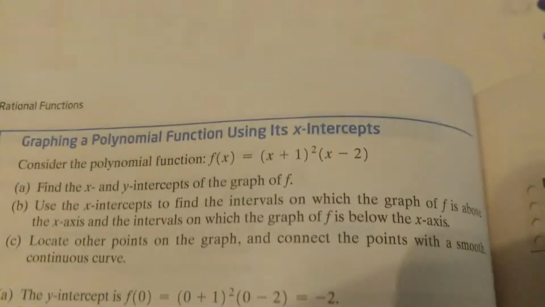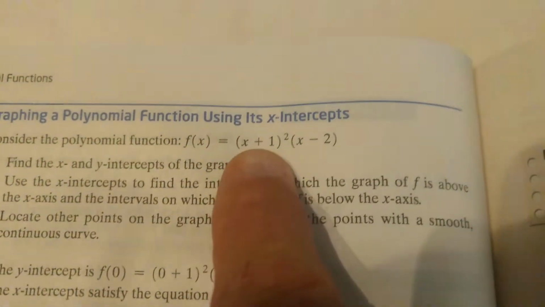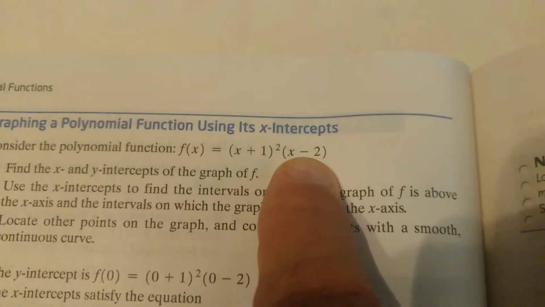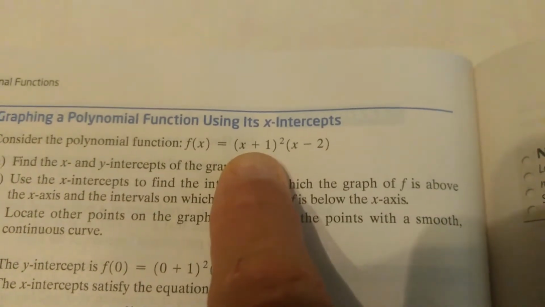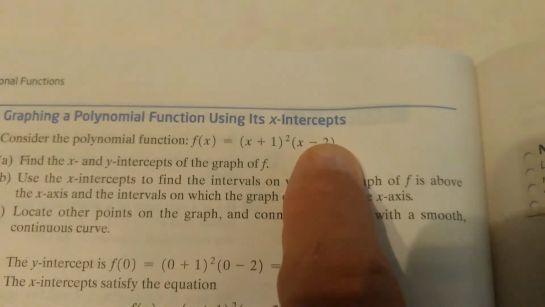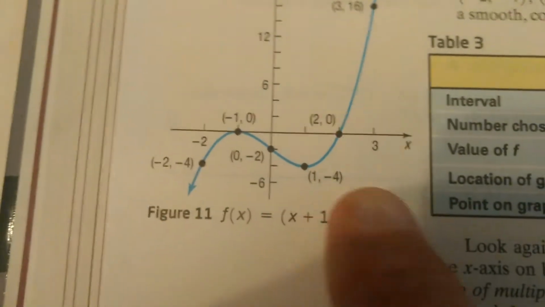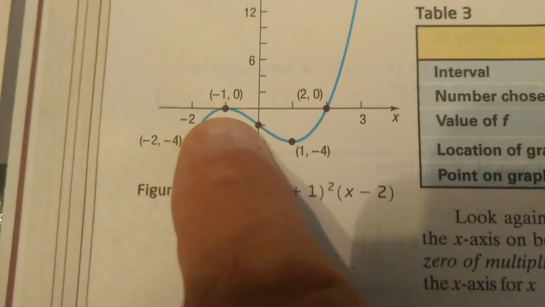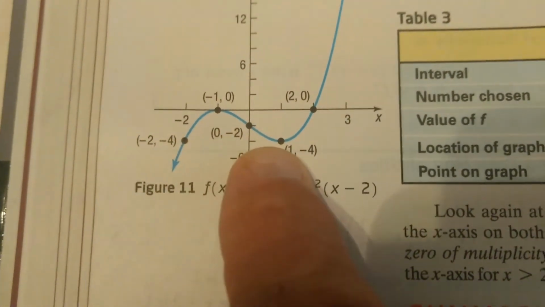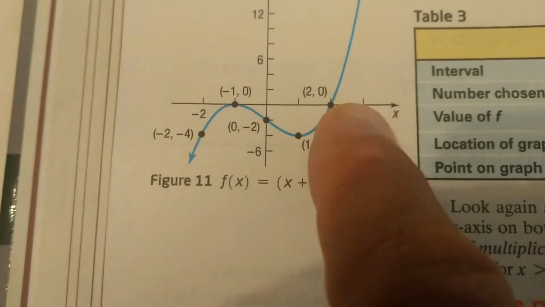All right, here's another example problem. First of all, we can see we have a 0 at negative 1 and we have a 0 at 2. At negative 1, the graph is going to go up and touch. At 2, the graph is going to pass through. And this is what we're seeing on this graph. See at negative 1, where the graph comes up, touches, and comes back the other way. See at 2, where the graph goes all the way through.